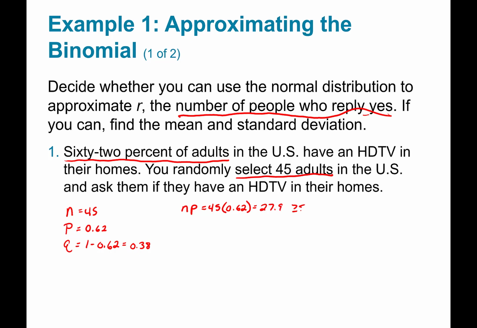That's greater than or equal to 5, so we're good. So we move on to N times Q. N times Q is 45 times 0.38. And so we check that. We get 17.1, which is greater than or equal to 5. So we're good also. So because both of these are greater than or equal to 5, yes, we can use the normal approximation.